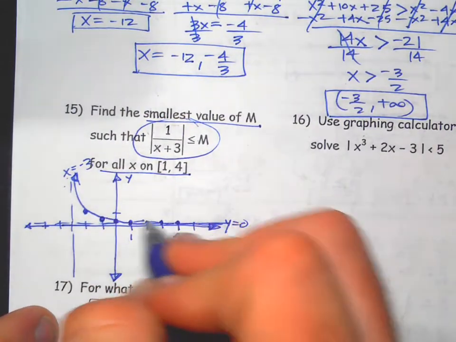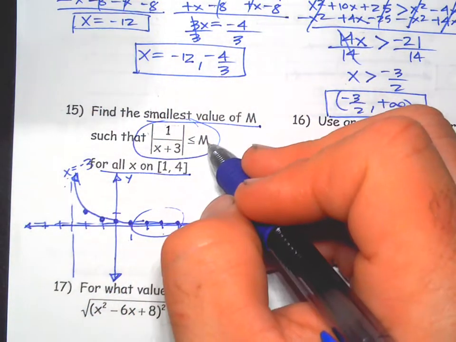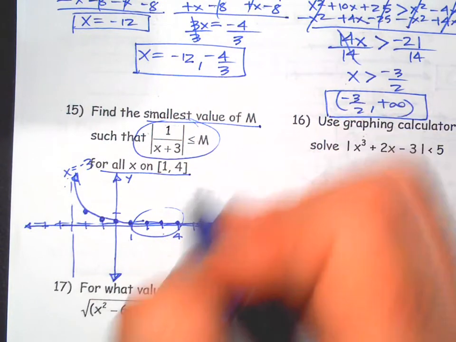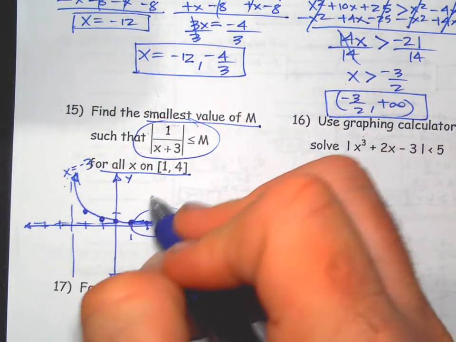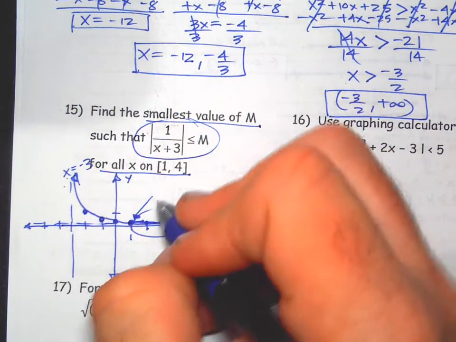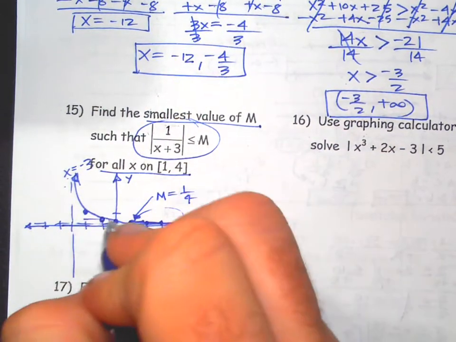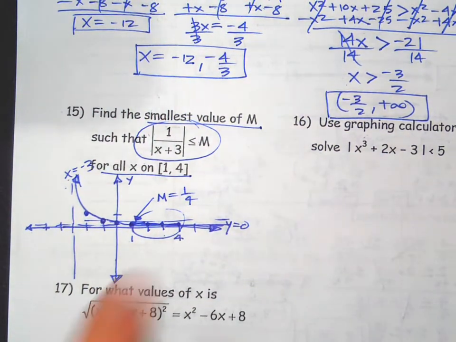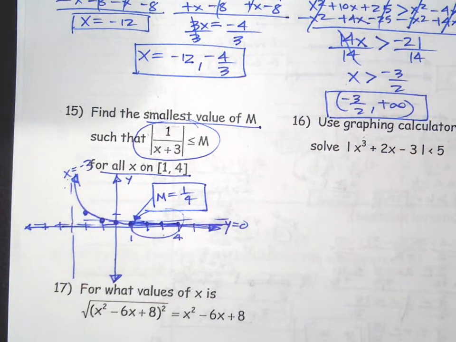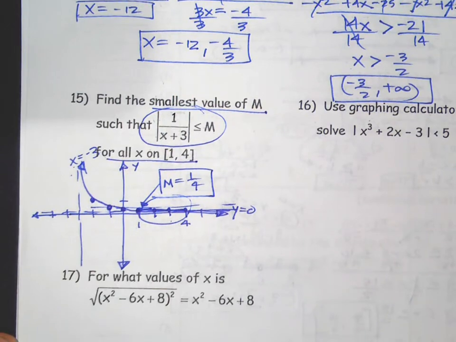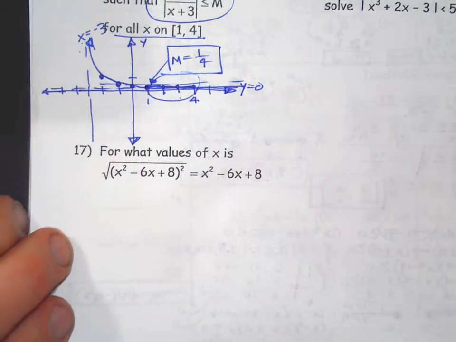Okay, but we're specifically looking at this chunk of the graph, and we're saying, what's the biggest value of m where this graph will still be underneath it? Essentially, what's the ceiling? What's the highest point of this graph from 1 to 4? From this part of the graph, it's right there. That's the highest the graph is, which, by the way, is when you plug 1 in. So that's sort of like your upper bound of this function when you're looking at 1 to 4. So m equals 1/4. And I feel like the graph makes that a little more obvious. I'm going to jump to 17 and then we'll come back to 16 as it's a graphing calculator problem.